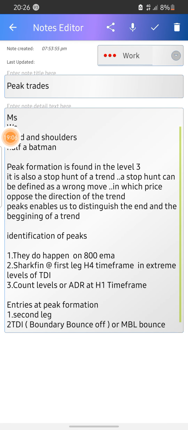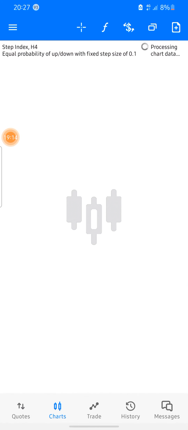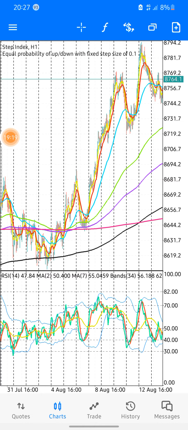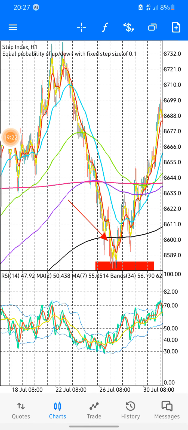Let's check what point 3 says. Count levels or ADR at H1 time frame. Okay, we want to jump back to the H1 time frame, right? We want to see our peak and try to count levels, or our ADR. Yeah, we come and check, do we really have three pushes down before we reached this? Okay, allow me to remove something here. All right, from this peak, let me mark the peak that I'm referring to.